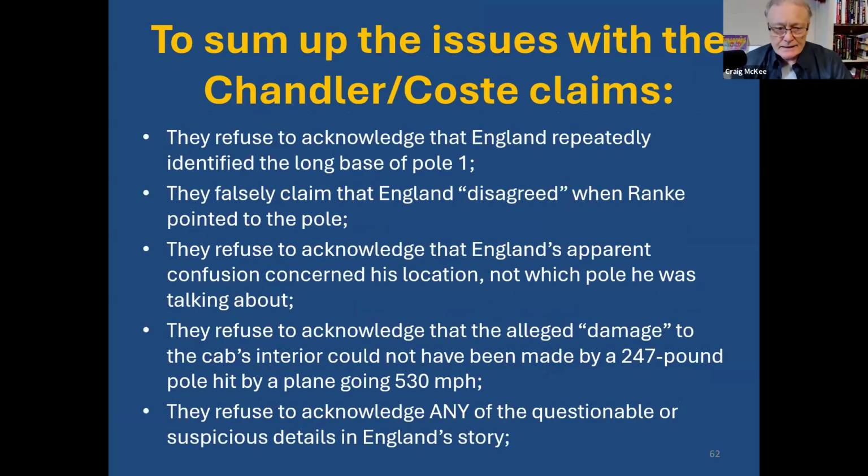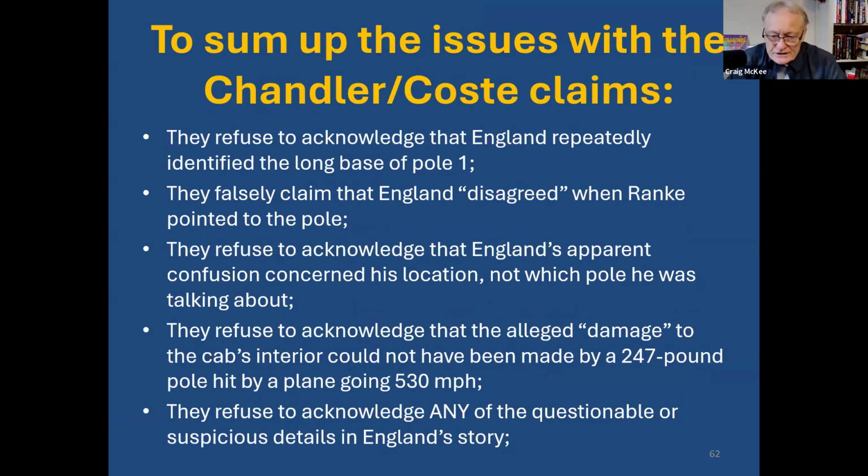And I'll finish my thing on this. These are some of the issues with the Chandler-Coste claims. They refuse to acknowledge that England repeatedly identified the long base of pole 1. They falsely claim that England disagreed when Ranke pointed to the pole. They refuse to acknowledge that England's apparent confusion concerned his location, not which pole he was talking about.